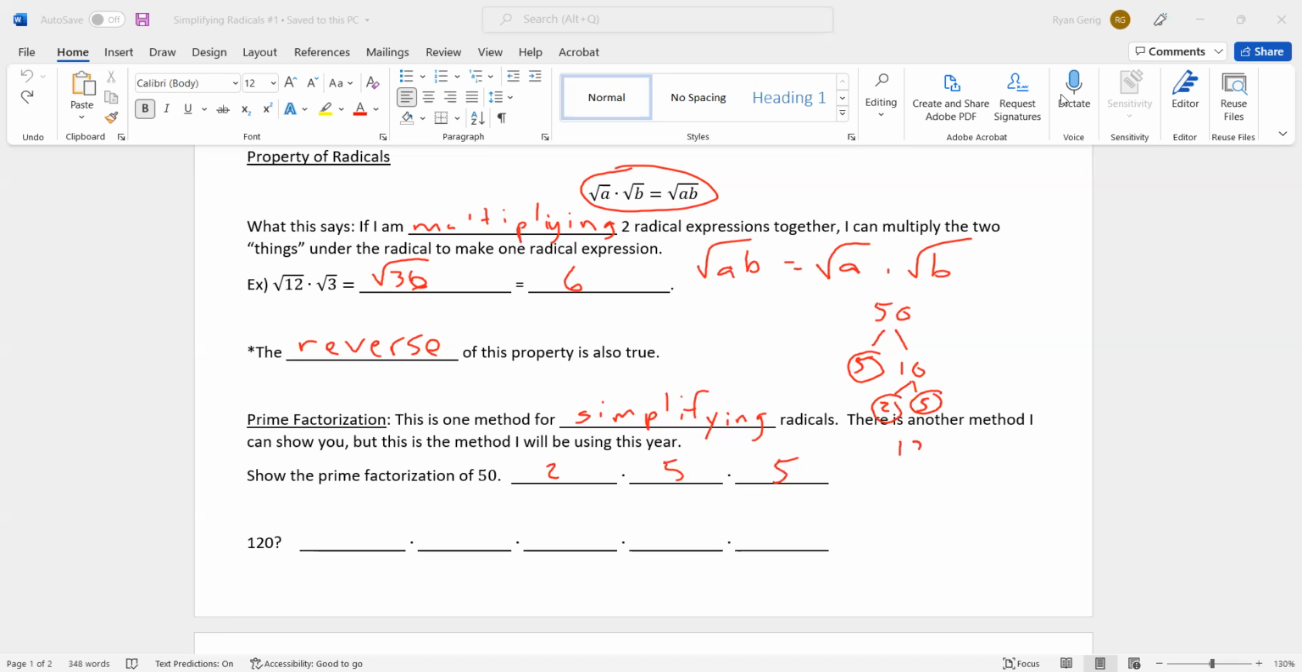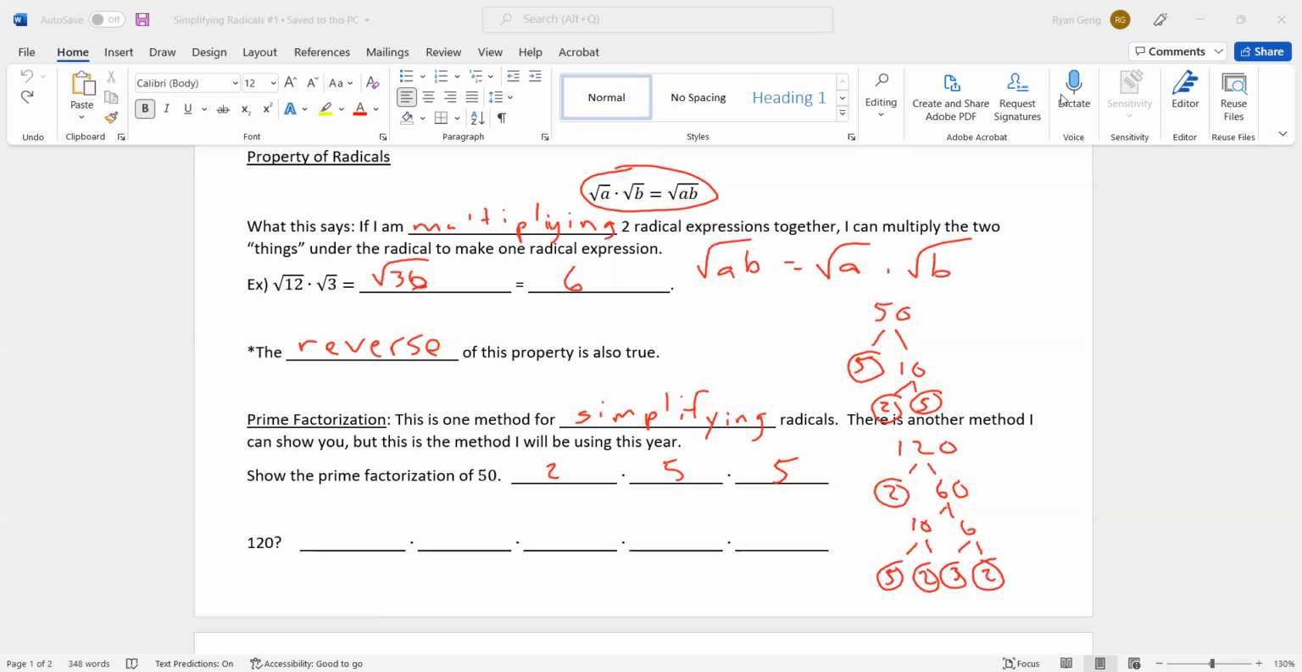Let's do 120. You could do any two numbers that multiply to give you 120. If you're not sure what they are, well, I see that 120 is even, so I know 2 goes into it 60 times. 2 is prime. 60 keeps going. I'm going to go with 10 and 6. Neither one of those is prime, so I'm not done with either one. 10 is 5 and 2. 2 is prime, 5 is prime. 6 is 3 and 2.